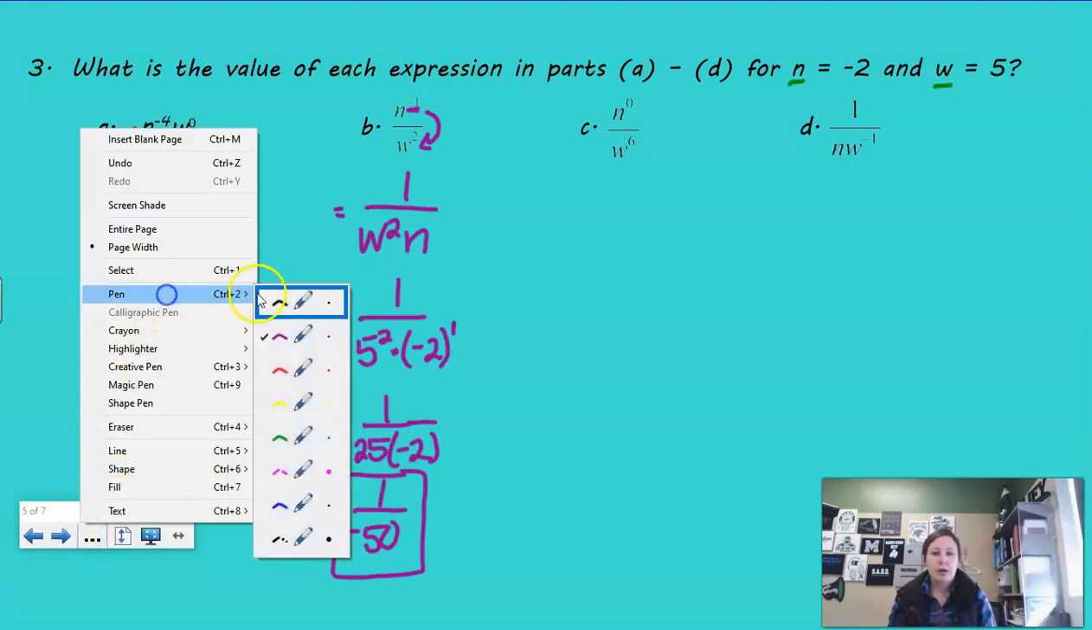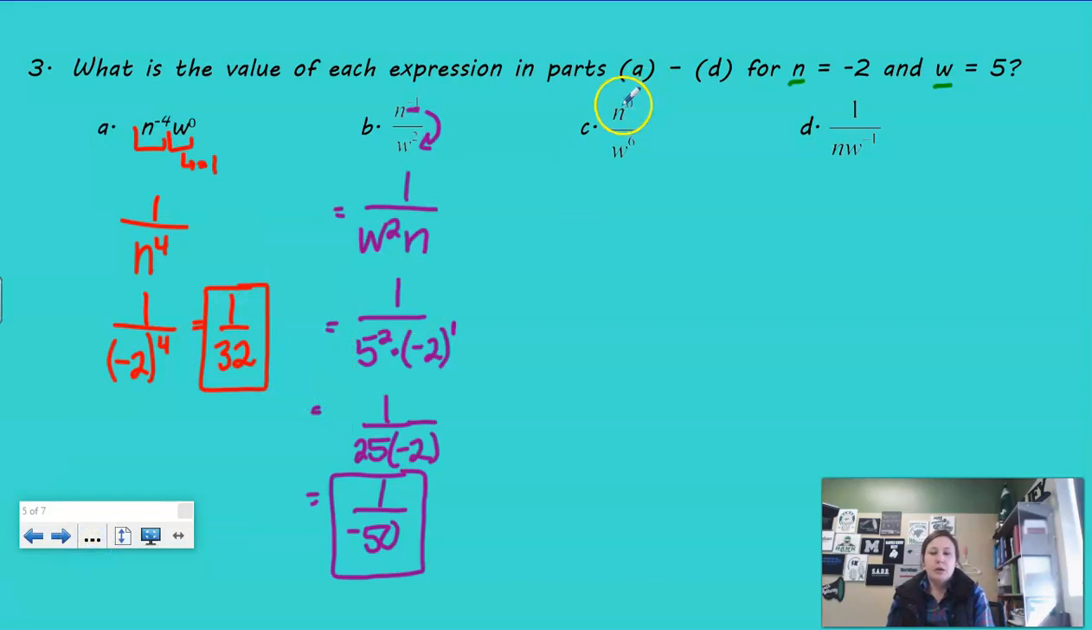So moving on to part C, take your numerator, n to the 0. Anything raised to the 0 power is going to give us 1. So I know right now in my numerator I have a 1, and I look at that w to the 6. Do I have to change anything? Think to yourself, is the exponent positive? It is, so it's going to stay where it's at.